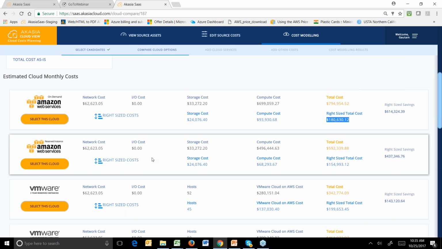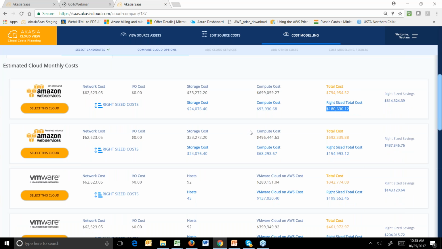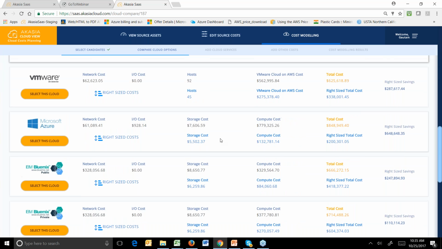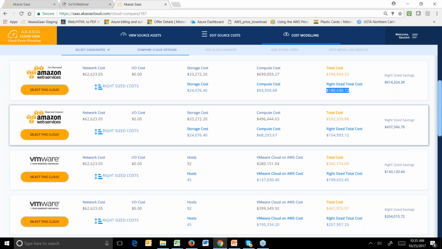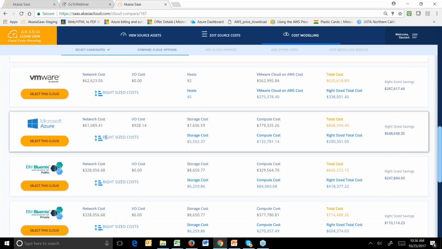Now, if you were to look at Amazon Reserve Instance, 1 year paid up front, this is the kind of amount you would see as well. And you can see this for every one of the clouds. So today we're talking about Amazon and Azure. So let's just pick any one of these. Let's just pick Azure. So if I click on this, what happens next is it's going through some calculation in the back. So it's going to take a little bit of time to show up.